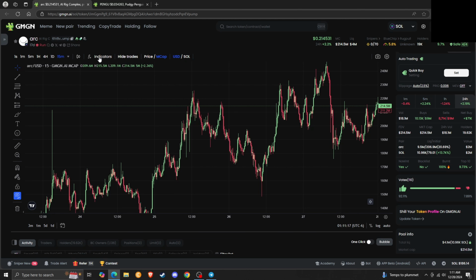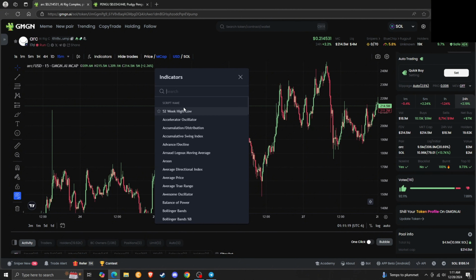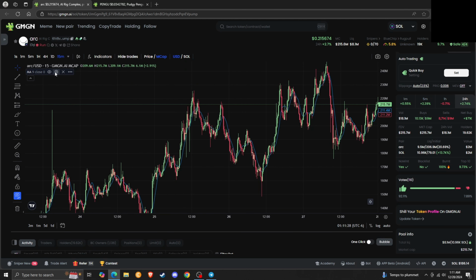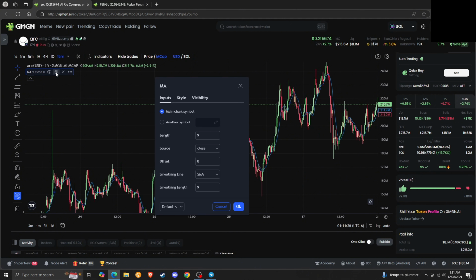You must first go to your indicators, type in moving average. I use a regular moving average for this strategy. You will then go to settings, the cog, go to the length, and put 68.